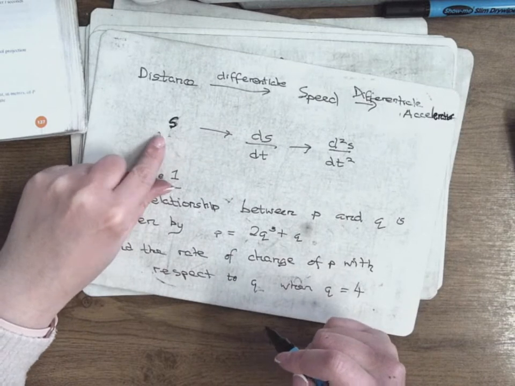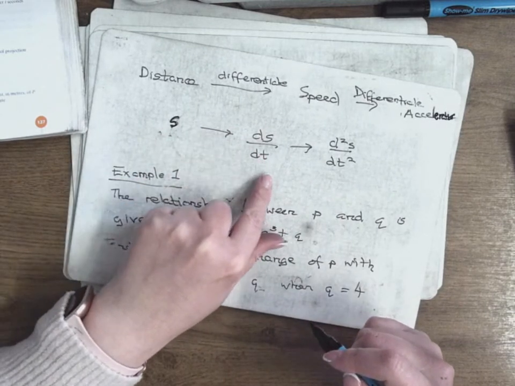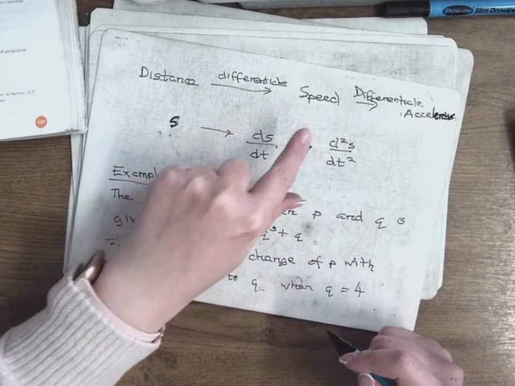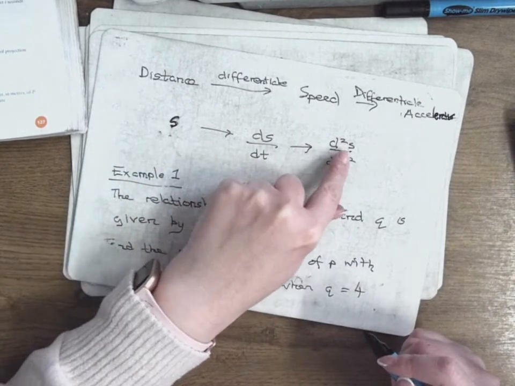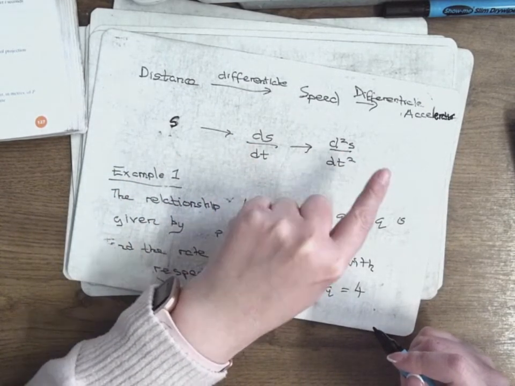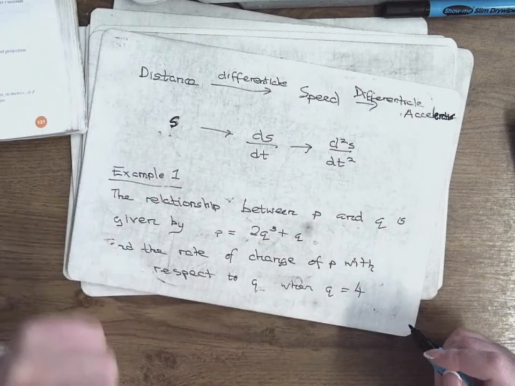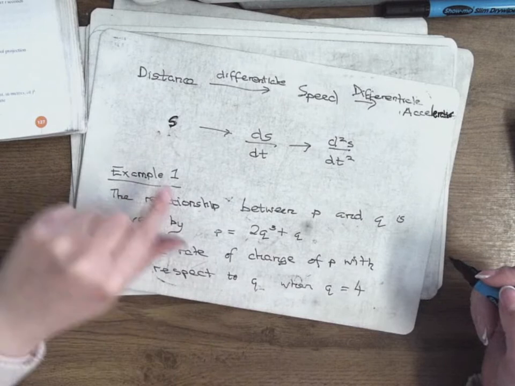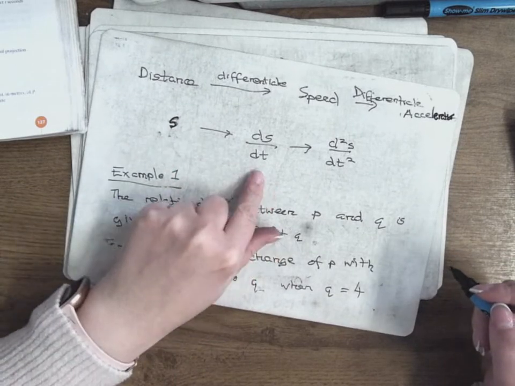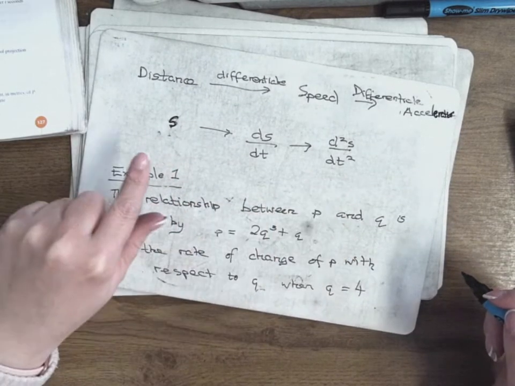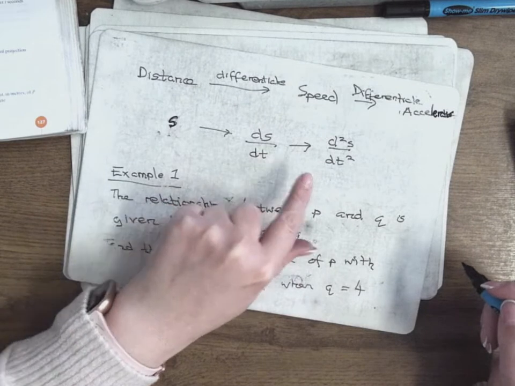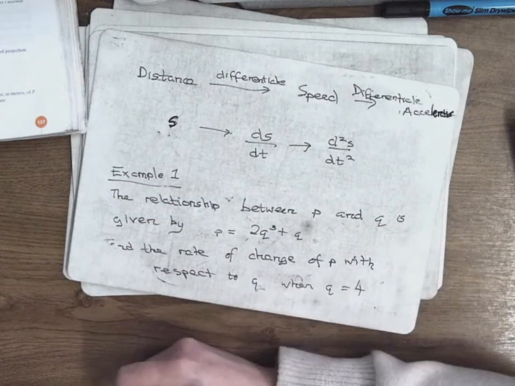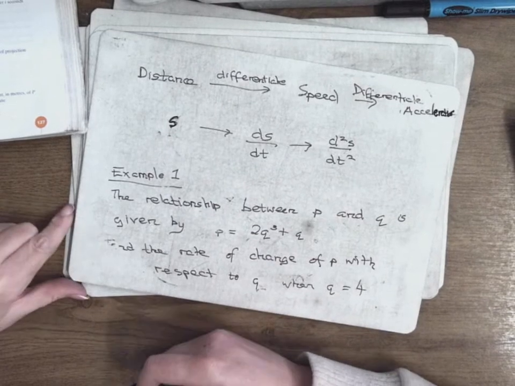So basically, distance is denoted by the letter S. If you go ds/dt with respect to time, that would be speed, and then d2s/dt2, the second differentiation, will give me acceleration. So this is distance, speed, acceleration. Distance, speed, acceleration. And again, when we see an example, it'll make more sense.